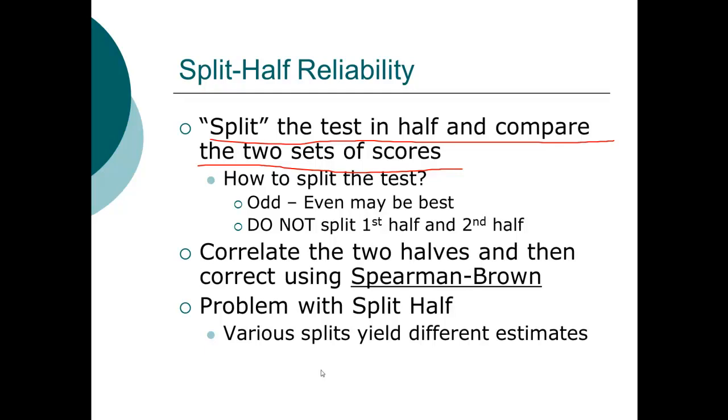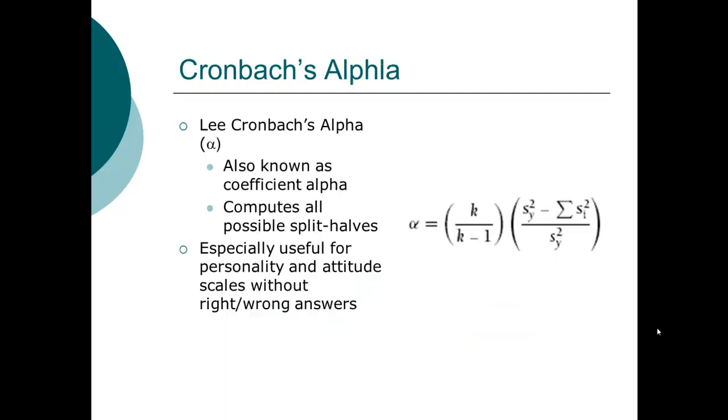You correlate your splits using a Spearman-Brown statistical analysis. Major problem with that, you split this thing different ways, you get different estimates. Again, it's not perfect, but nothing is.